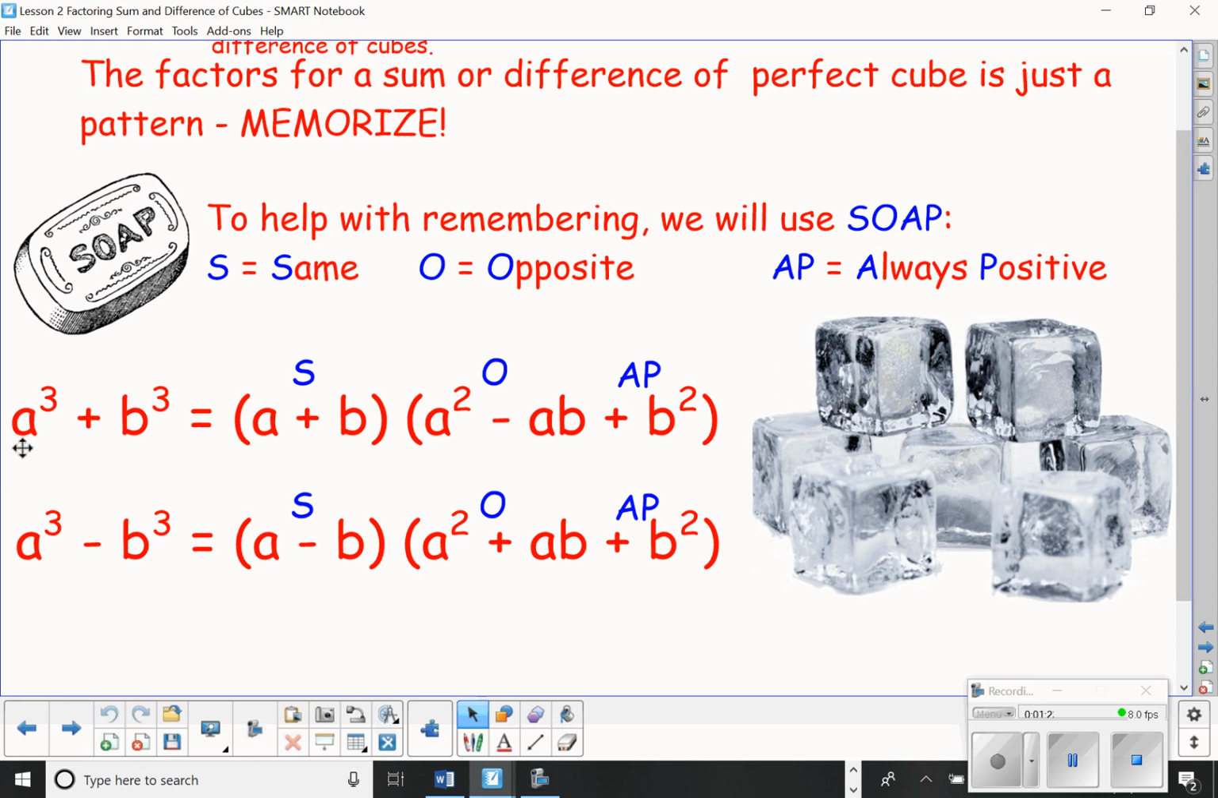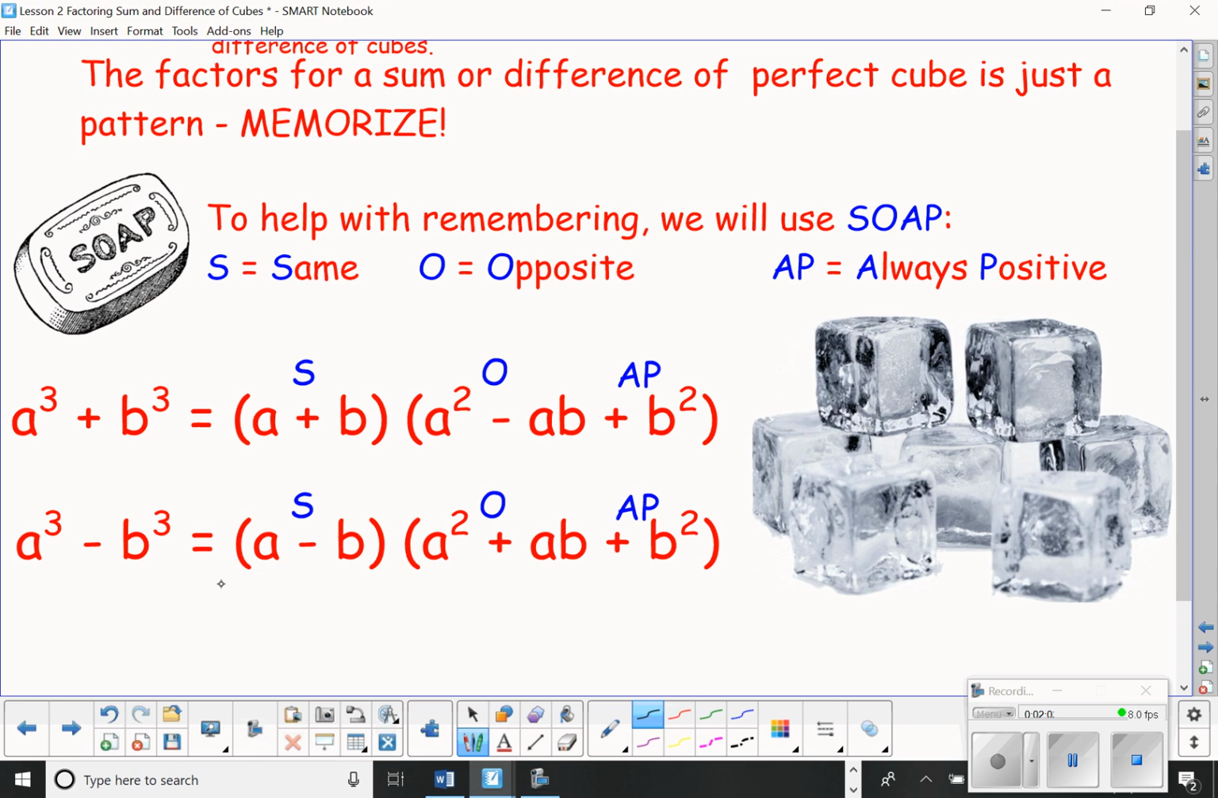Remember that a sum of cubes is a perfect cube plus a perfect cube, or a difference is a perfect cube minus a perfect cube. SOAP says same. This is the same as this. So if it's a sum of cubes, it's a plus. If it's a difference of cubes, this first thing is a minus. Then the next symbol is going to be the opposite. The opposite of plus is minus. The opposite of minus is plus. And then the last one is always positive. Always, always, always positive.